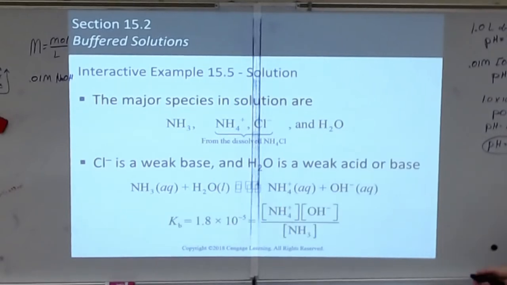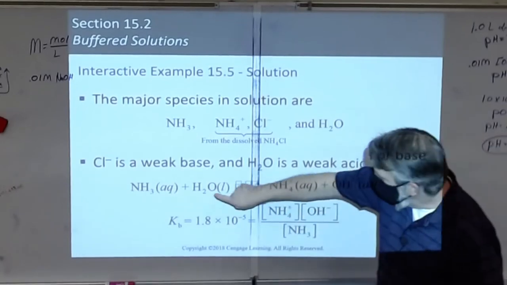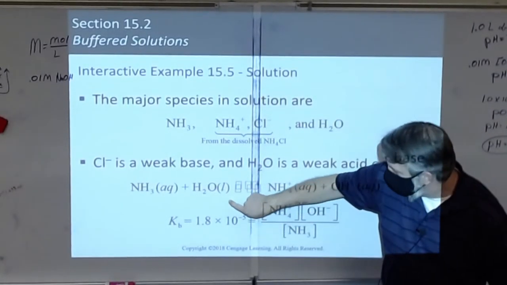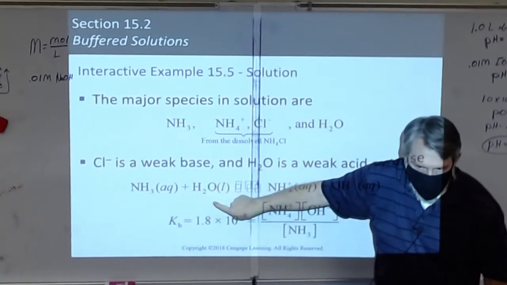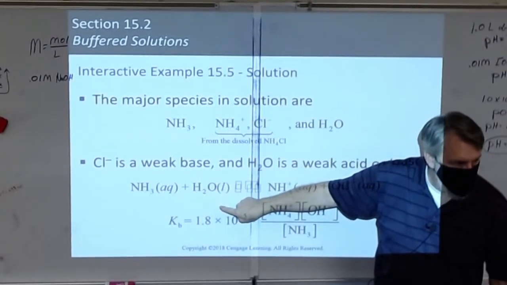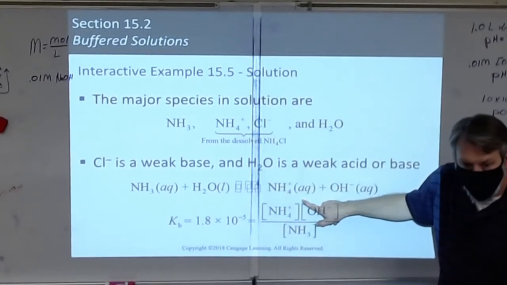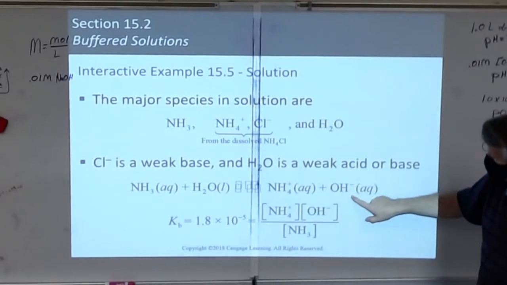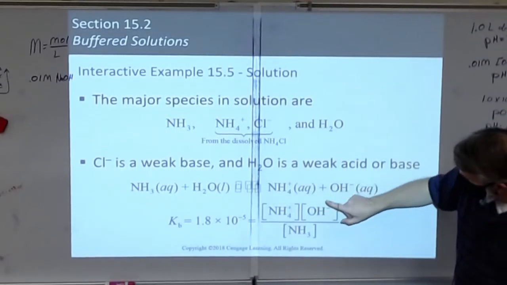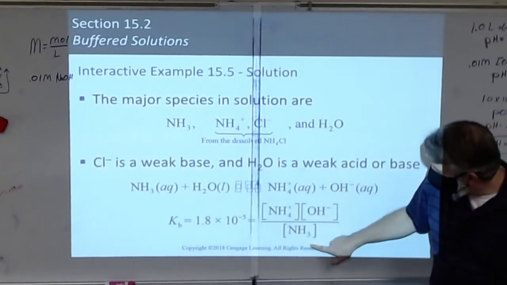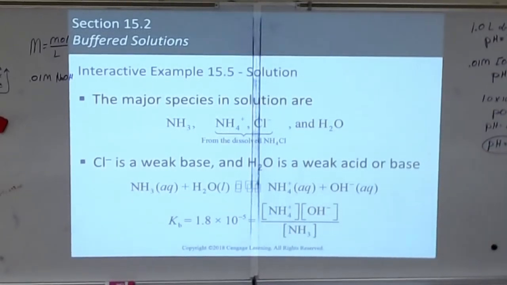All right, here we go. Here's our dissociation. Here's what's going on. The ammonia is going to combine with water. Notice again, the water is a liquid, so what does that mean? Ignore it. Ignore it, good. And this is going to form the ammonium ion and hydroxide. So on the top, I've got the ammonium ion and hydroxide over ammonia. And this is my Kb at 1.8 times 10 to the minus fifth.